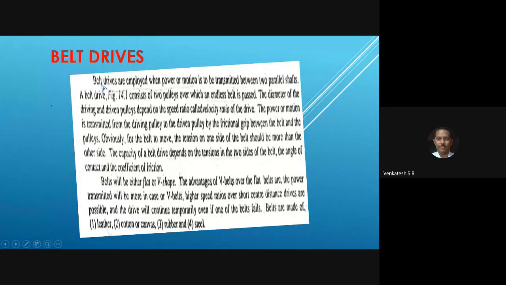Continue the explanation. Belt drives are employed when power or motion is to be transmitted between two parallel shafts.